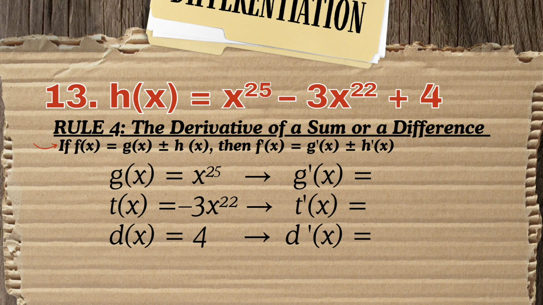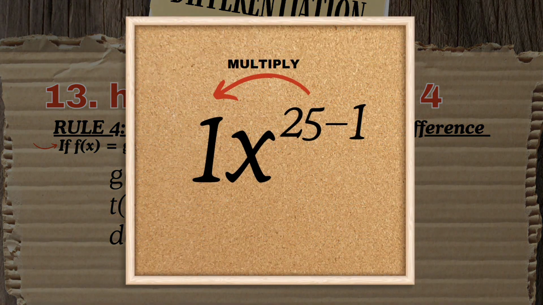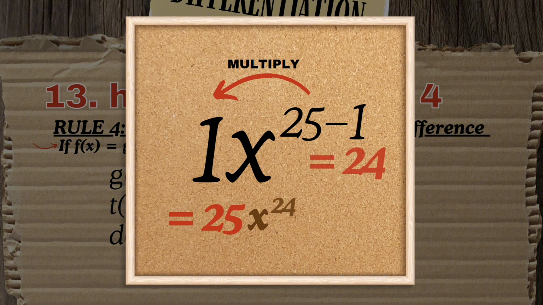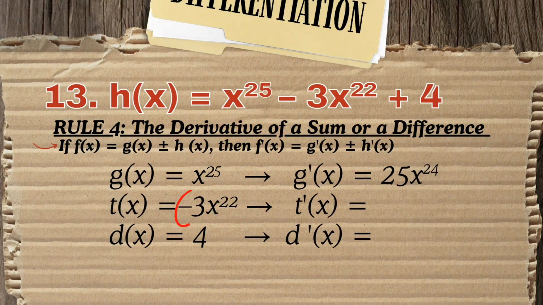So first, we'll find the derivative of x raised to 25. So, imumultiply ang 25 sa numerical coefficient na 1. So, 25 times 1 is equal to 25. Then, copy the x. Then, babawasan natin yung 25 ng isa. That will be 24. Copy again the minus sign.